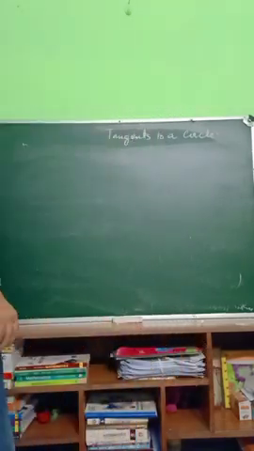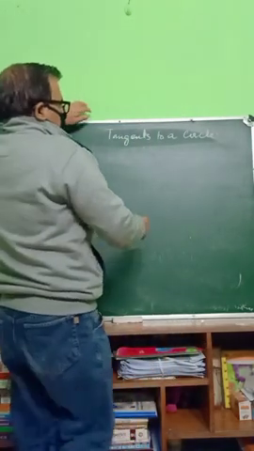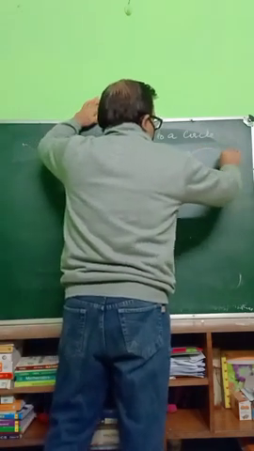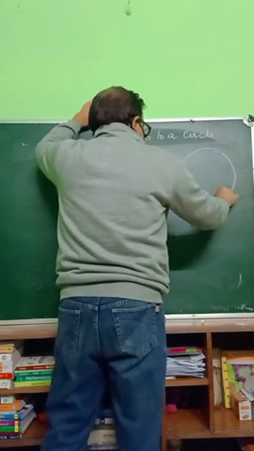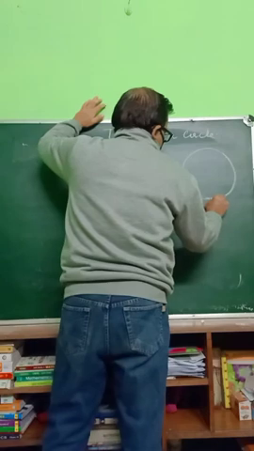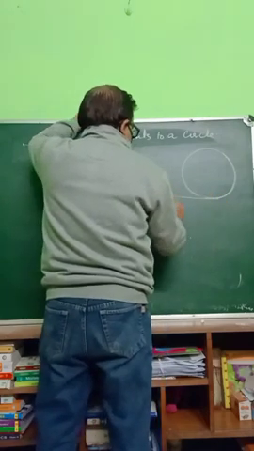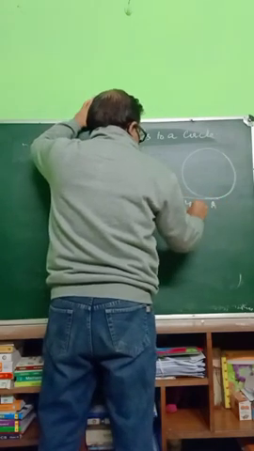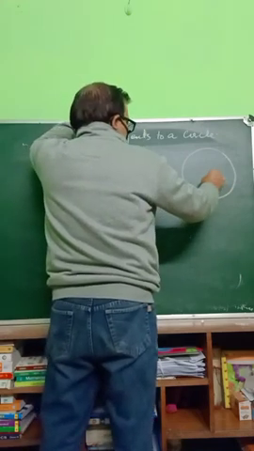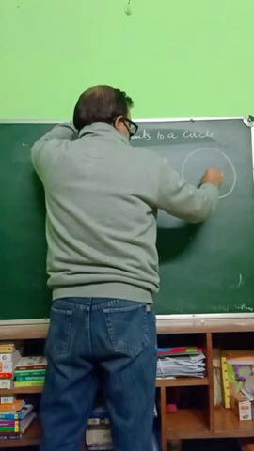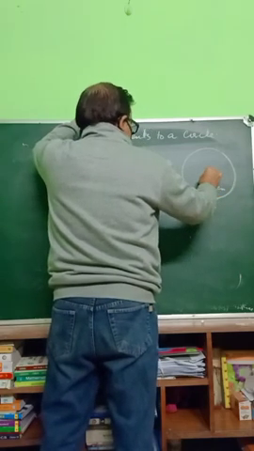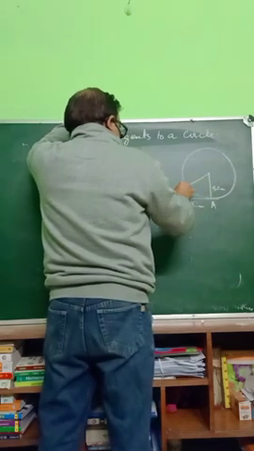The question says, in a circle of radius 3 centimeters, a tangent from a point P, PA, is 4 centimeters. The length of a tangent from a point to the point of contact is 4 centimeters and the radius of the circle is 3 centimeters. Find the distance from the center to the point. Find OP. It is an extra sum, or it may be from the book also.